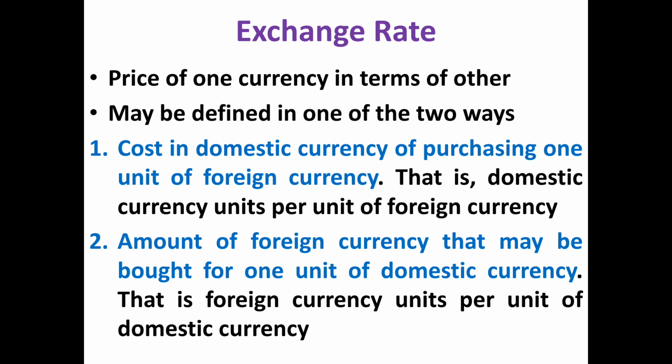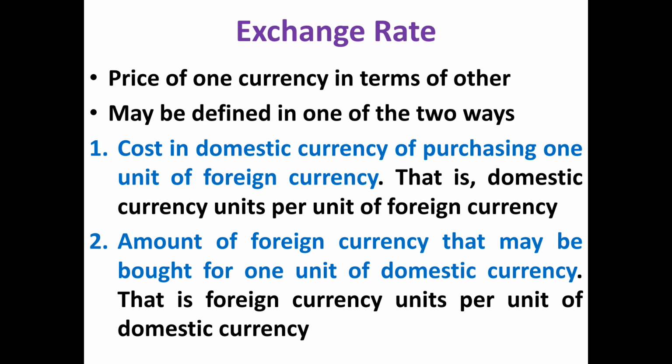Second, it is the amount of foreign currency that may be bought for one unit of domestic currency. That is, the amount of foreign currency that can be purchased with one unit of domestic currency. Obviously, the second method is the reciprocal of the first method. Usually in economic literature, we use the first method. That is, by exchange rate, from now onwards, we define that it is the amount of domestic currency required to purchase one unit of foreign currency. Now, this definition of exchange rate corresponds to what is known as nominal exchange rate.